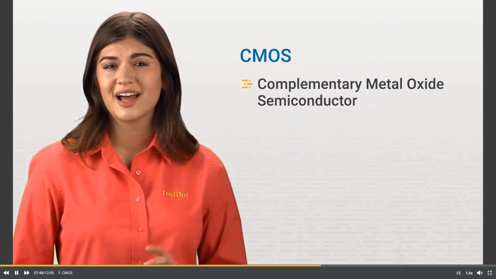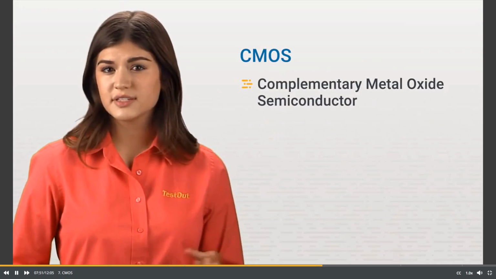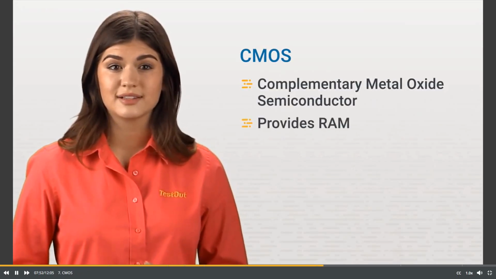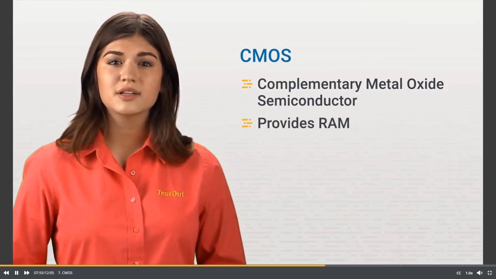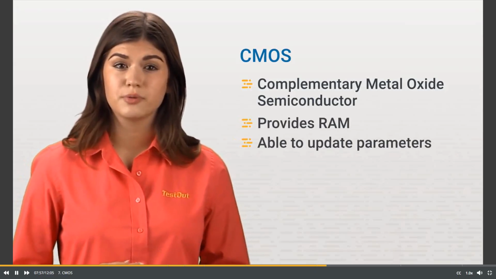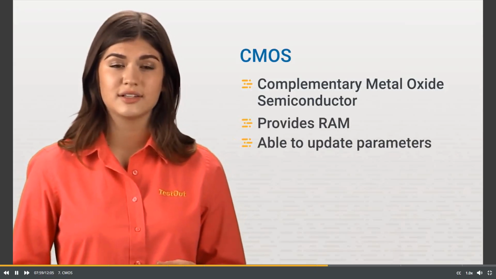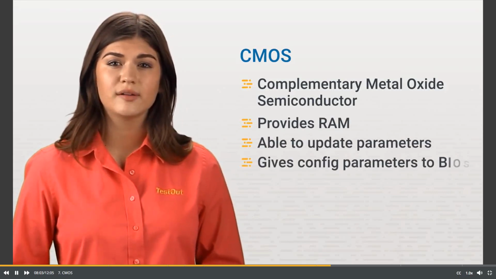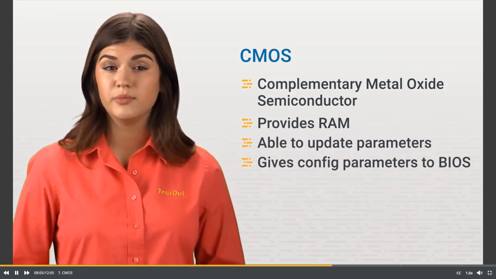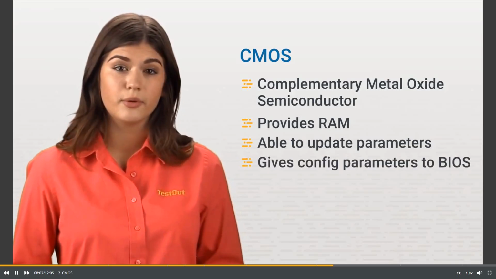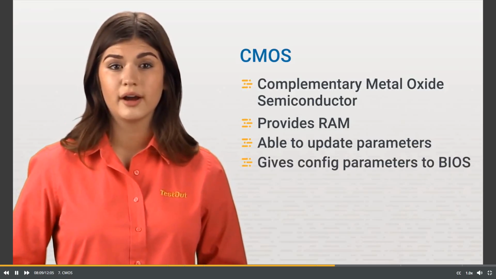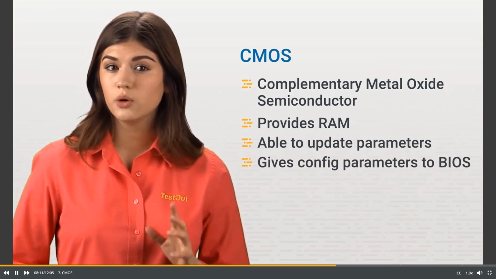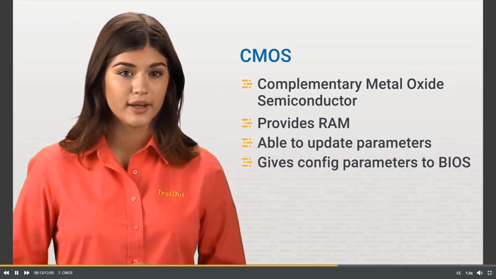Now let's talk about CMOS. CMOS stands for Complementary Metal Oxide Semiconductor. The CMOS is RAM, random access memory. The CMOS contains the parameters that BIOS programs need in order to access certain devices. The BIOS, on the other hand, contains programs that the CPU needs in order to communicate with various devices on the motherboard. The BIOS is hardwired ROM memory, read-only memory, so it cannot be rewritten.